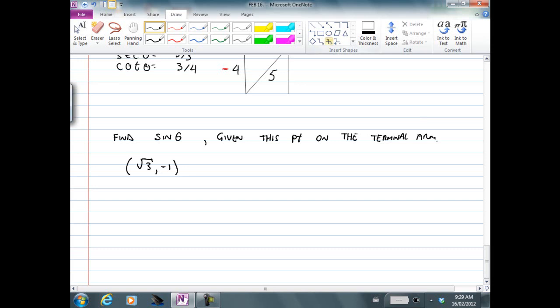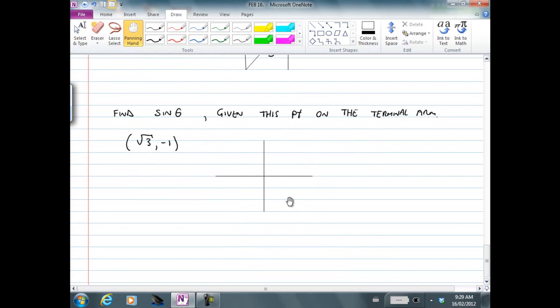First thing we're going to do is just draw a little grid. Guys, gals, take a guess what quadrant that point is in right now. Okay? It's in quadrant 4. Put a dot somewhere in quadrant 4 and label it. I'm going to say this is root 3, negative 1.